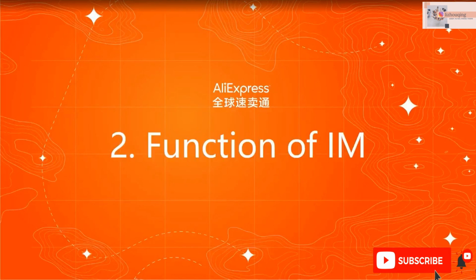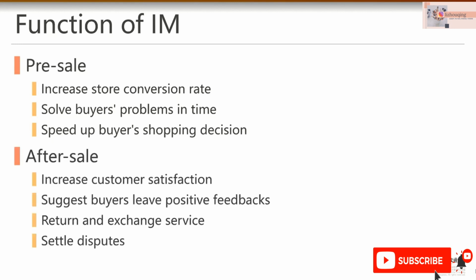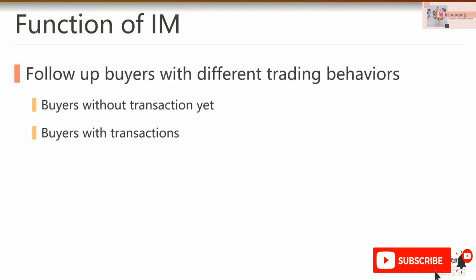So, what is the function of IM to realize the interaction between us and the buyer? For our sellers, understanding and using IM enables us to improve conversion rate before sales, as well as solving buyer problems and pushing buyer purchase decisions. After sales, we can improve customer satisfaction, guide buyers to leave feedback, provide return and exchange services, and effectively solve disputes. In the long run, we can follow up with IM according to different purchase behaviors of buyers.